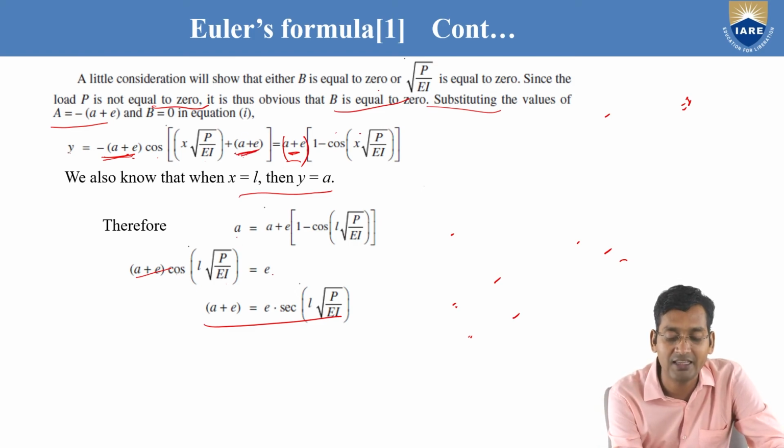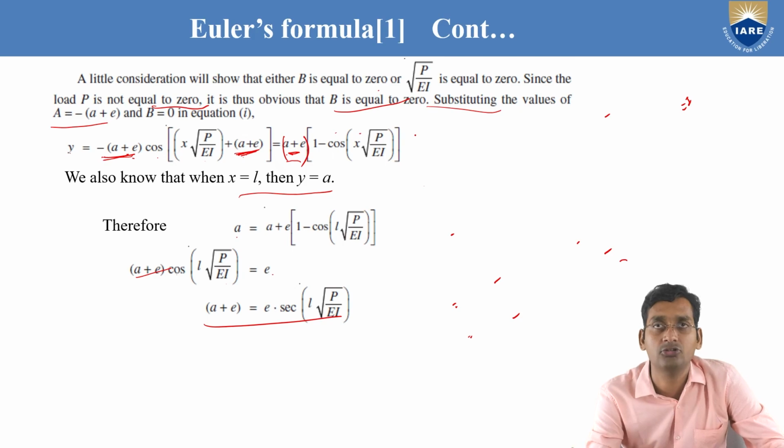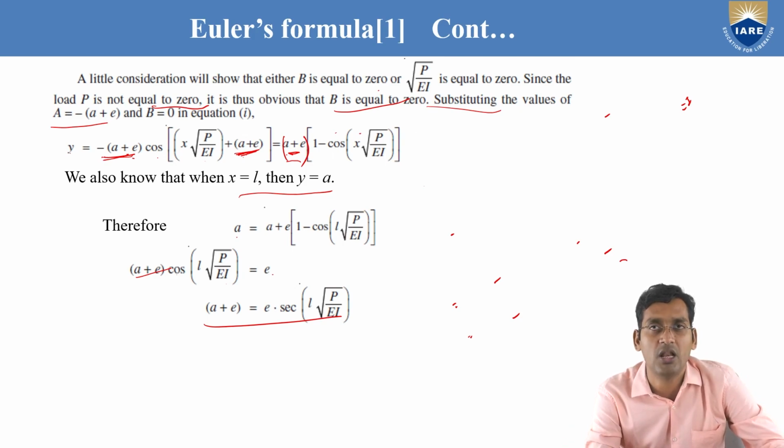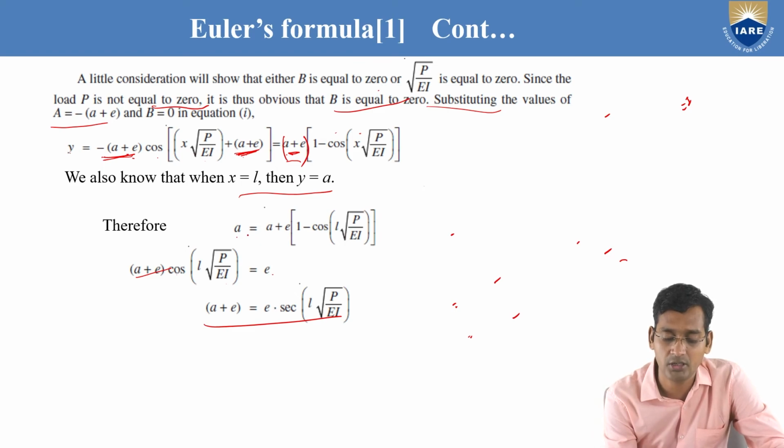So now take A plus E common. After taking A plus E common, it becomes 1 minus cos L root P by EI. Now the third boundary condition: at x equals L, y equals A. After substituting here, that y equals A, first multiply this to this one and then this to this one, and take this A to the other side. So after that, what you will get?